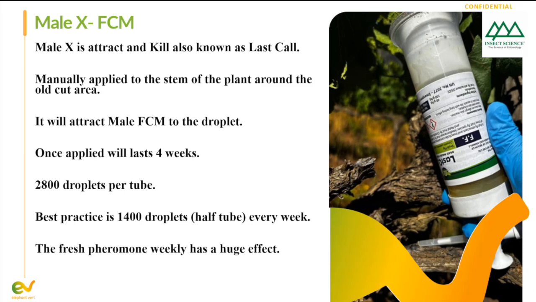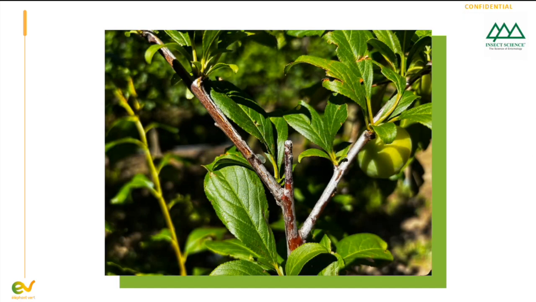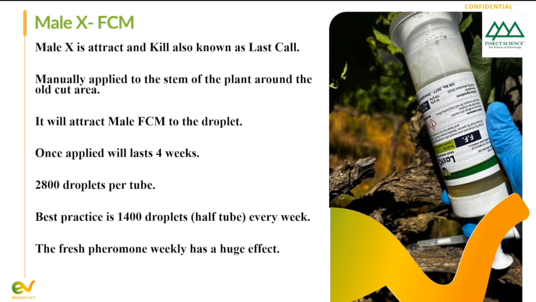So Last Call is manually applied to the plant by hand, like you can see on the picture. It has a calibrated pump head. So each person goes into the orchard and you apply the droplets to the plant. It will attract all the males, not the females. It'll attract the male of the FCM to the droplet, and once made contact, he'll die. So once the Last Call's been applied, it will last 4 weeks of attraction. It'll attract FCM for 4 weeks. So there's about 2,800 droplets per tube.